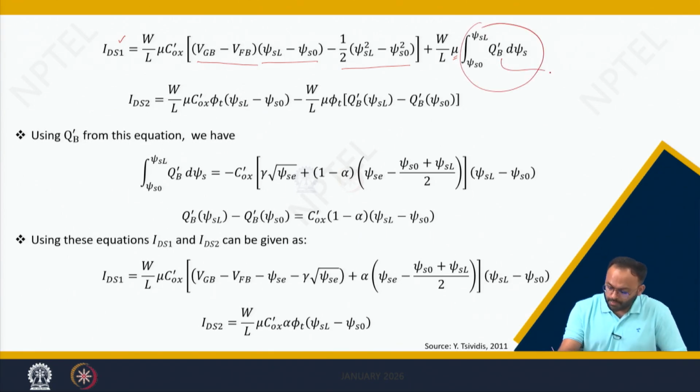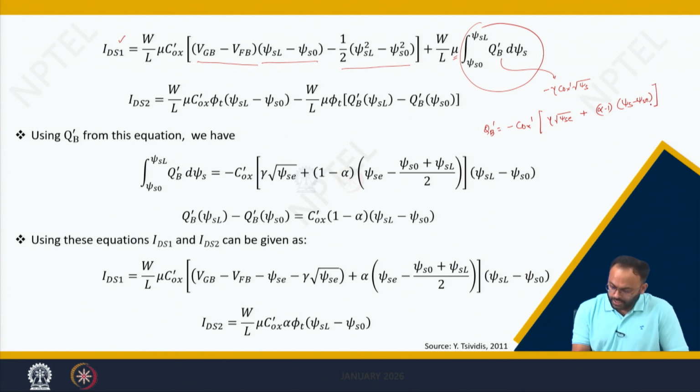So, instead of taking bulk charge as minus gamma Cox dash into square root of psi S, we will replace this by QB dash is equal to minus Cox dash into gamma times psi SE plus alpha minus 1 into psi S minus psi SE. If you do this integration, you will find that this can be written as gamma square root of psi SE. Now, you are doing this integration between a limit of psi S0 and psi SL.